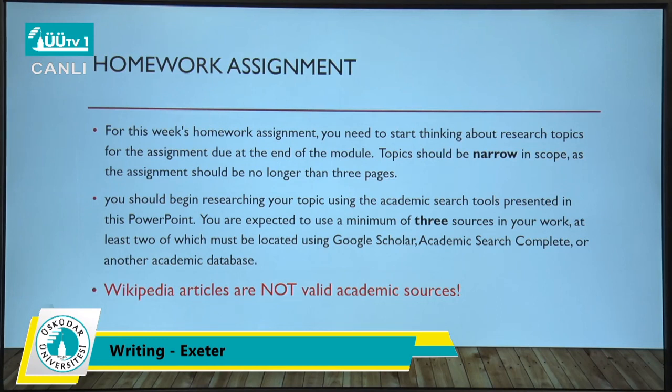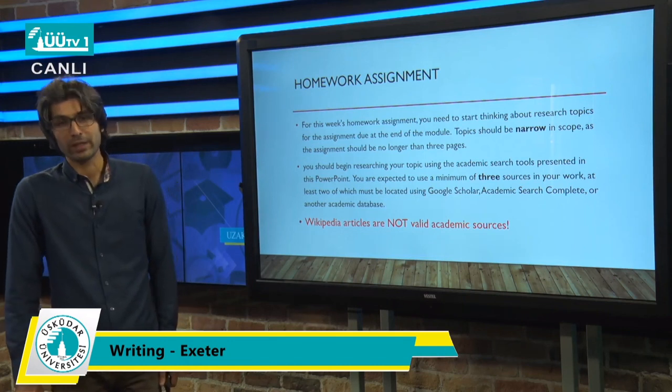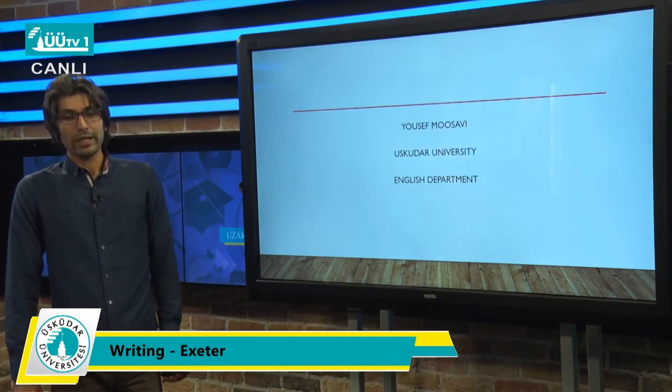You're expected to use a minimum of 3 sources in your work. You should mention the sources, at least 2 of which must be located using Google Scholar, ASC, or another tool that I told you about today. But everybody, please remember that Wikipedia is not a valid source for us. We cannot trust it, okay? Do not use Wikipedia.